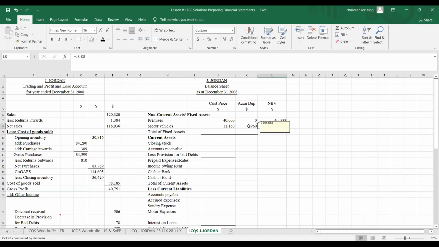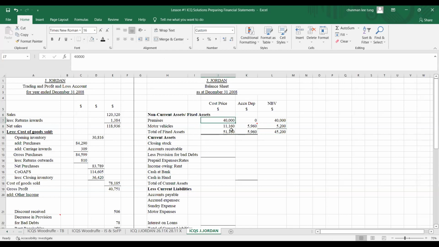So we got the accumulated depreciation by taking the total, what we have in our depreciation, as well as what we had in our provision for depreciation. That gave us our accumulated, our total depreciation for the period. So how do we get our net book value? Very simple. We take our cost price and we minus the accumulated depreciation, which will give us $5,200. So at this stage, all we have to do now is just add everything.